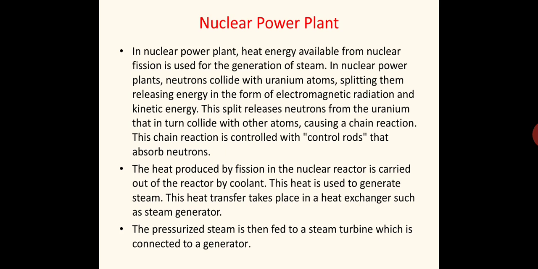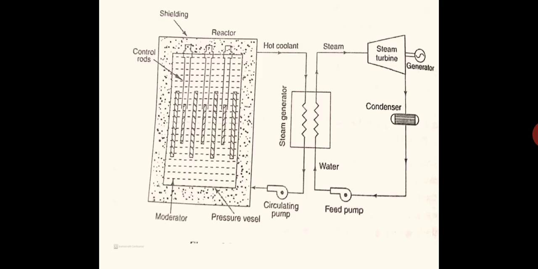The coolant passes through that heat exchanger in one direction, and the water flows in the opposite direction. Heat energy from the coolant is absorbed by the water to convert it into the vapor state, and that steam is utilized to produce power. This heat transfer takes place in the heat exchanger, such as a steam generator. The pressurized steam is then fed to the steam turbine, which is connected to the generator, and so electricity is produced.